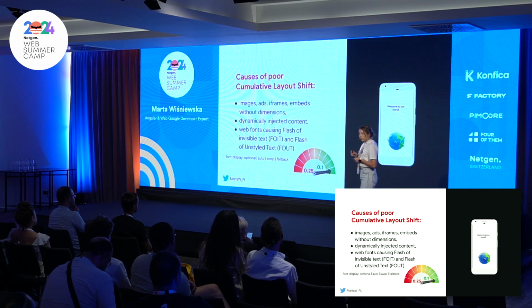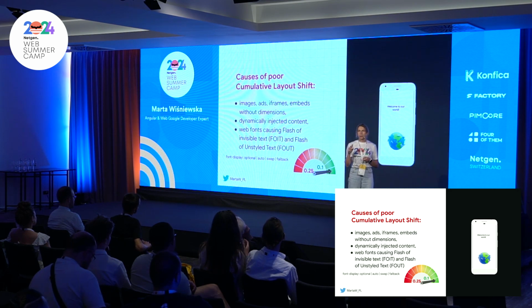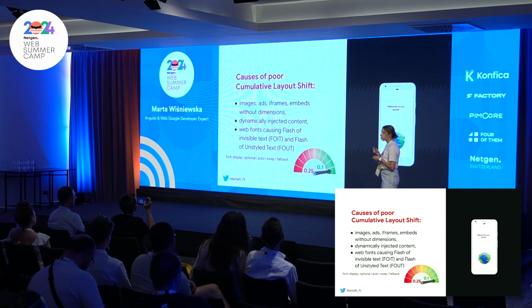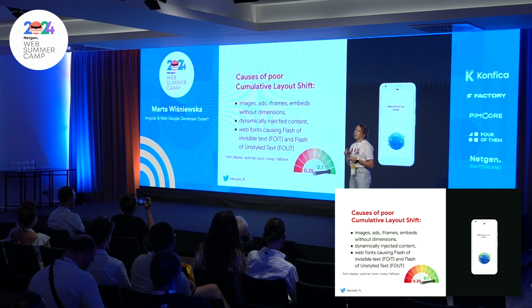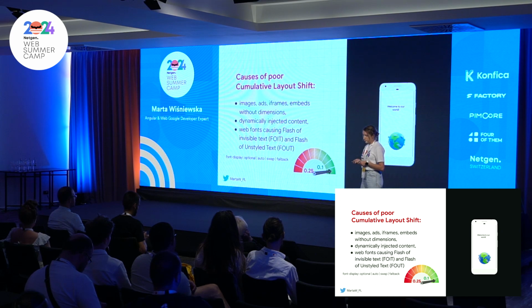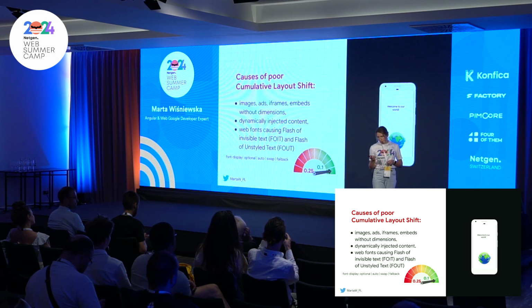This swapping is called a flash of unstyled text, where for a moment the user will see text with different styles. And if, for example, the system font has different dimensions than the custom font that you want to use, then the height of the elements can be different, and it will also cause layout shifting. And there is a CSS property that allows the developer to set the value and the strategy which should be used.